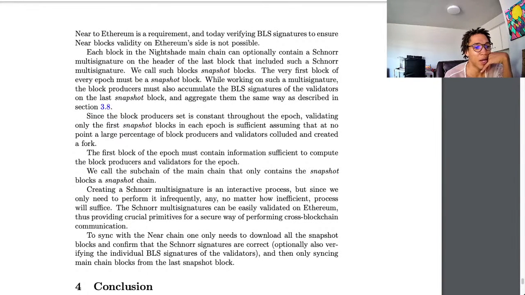The first block of the epoch must contain information sufficient to compute the block producers and validators for the epoch. So basically, the work is done in the first block, and the work isn't done again for the entire epoch. So maybe they need to be doing it halfway through, or every couple of days, or every day, or whatever. But this is how it is so far.